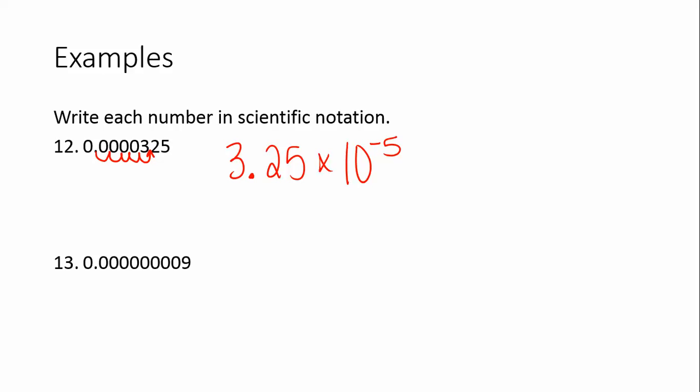We use the negative exponent when we're dealing with numbers between 1 and 0. This is between 0 and 1, so we use a negative exponent. Number 13, we're going to move the decimal place 1, 2, 3, 4, 5, 6, 7, 8, 9 spots to get 9 times 10 to the negative 9th.